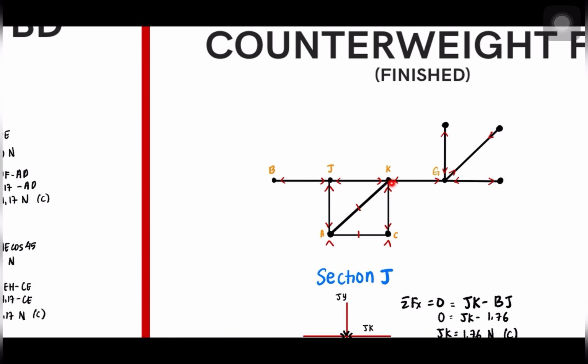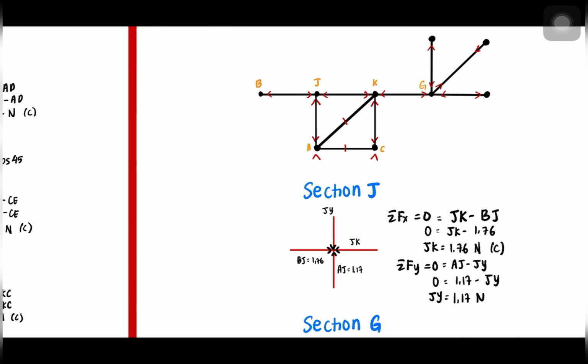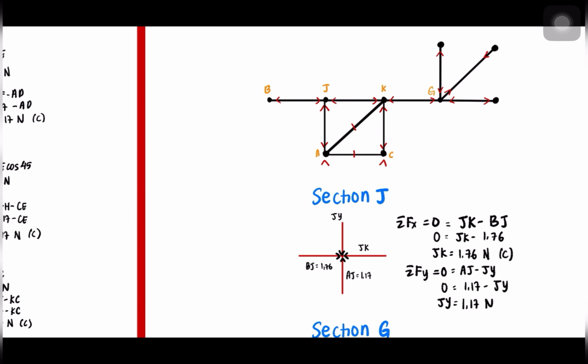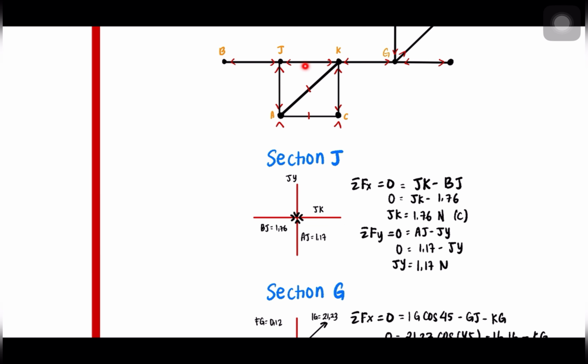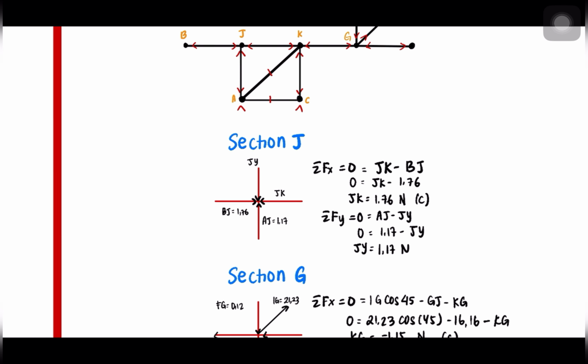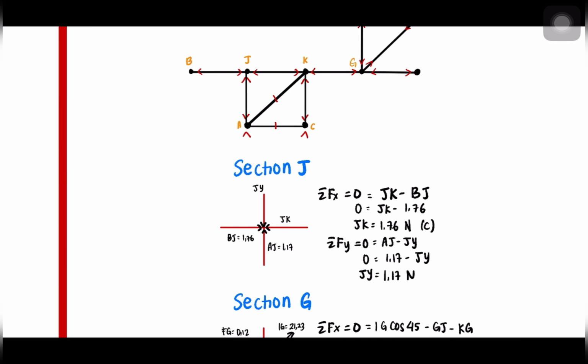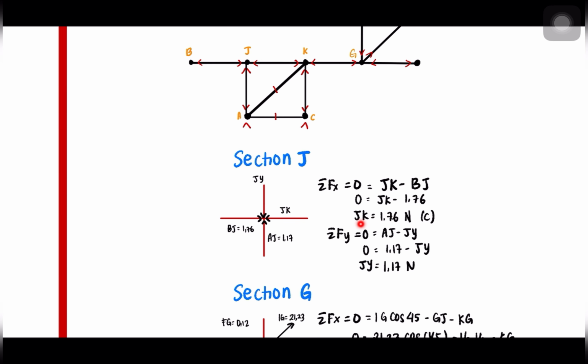And then finally, we can find the members JK and KG. We need to analyze from section J, since we know 2 forces. We have been given the forces at BJ and JA. So we need to find JK. We can use sigma Fx equals 0, which is JK minus BJ, and then we get JK is 1.76 Newton. Since our assumption is compression and we got a positive result, the answer is true.